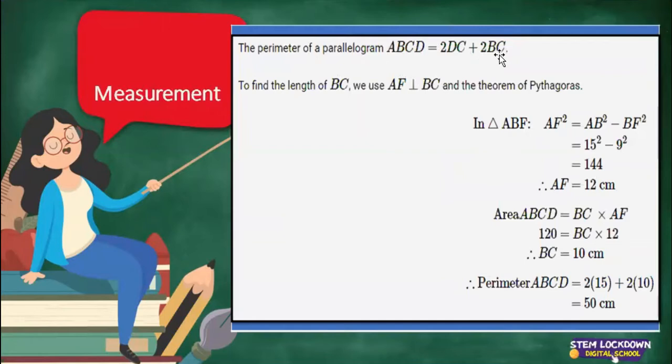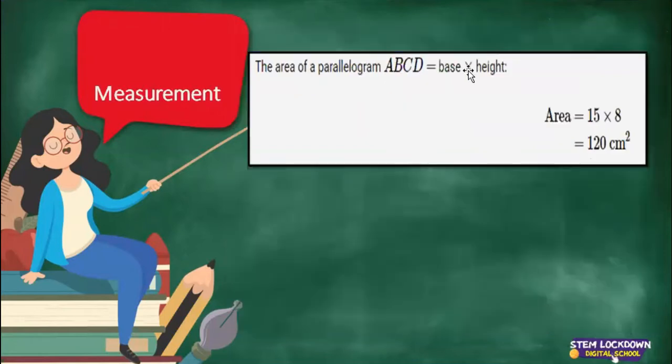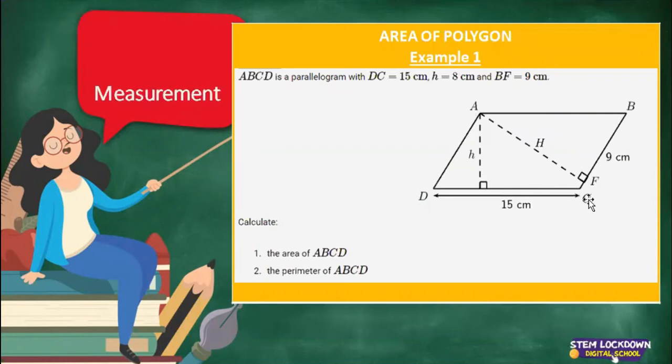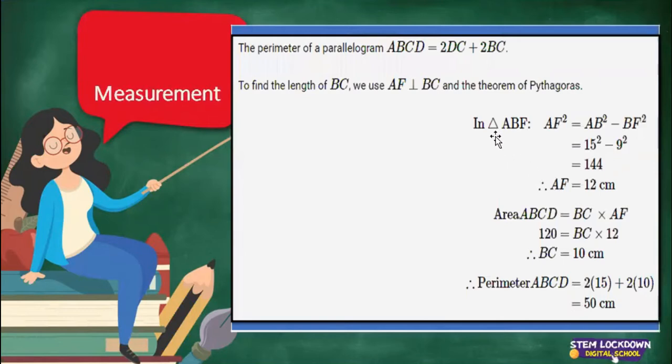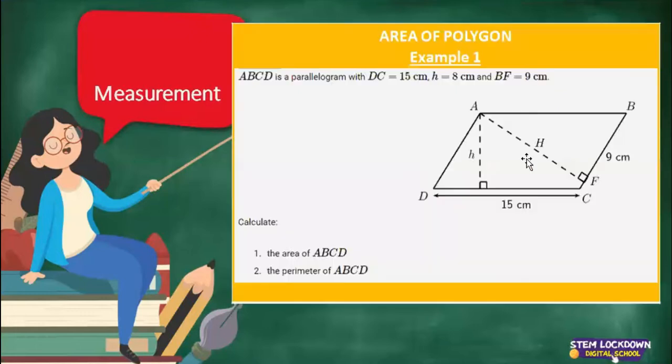2DC plus 2BC, because DC and AB are equal, and BC and AD are also equal. So to find the perimeter, we can simply say 2DC plus 2BC. To do that, we need to consider triangle ABF and try to find our side AF, because we already had our AB as 15.